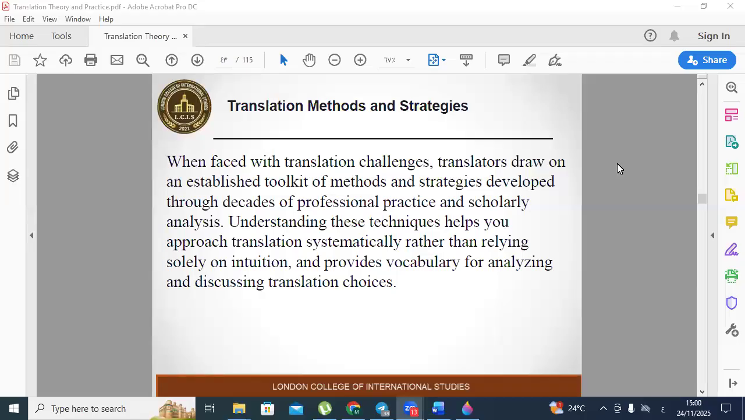Welcome back to the second session of translation theory and practice. We stopped last time on this slide talking about translation methods and strategies.